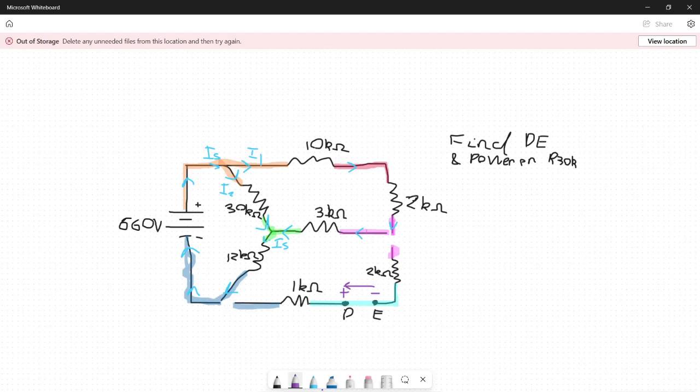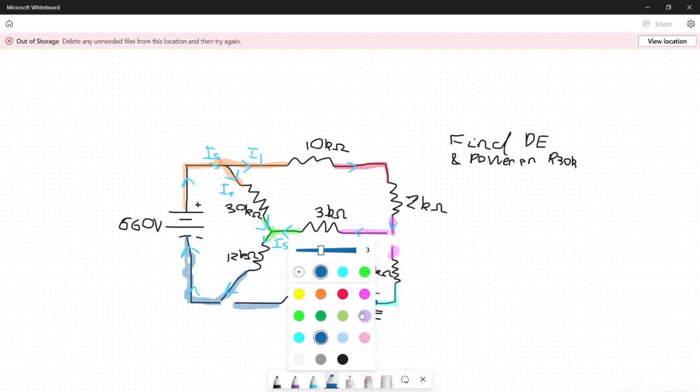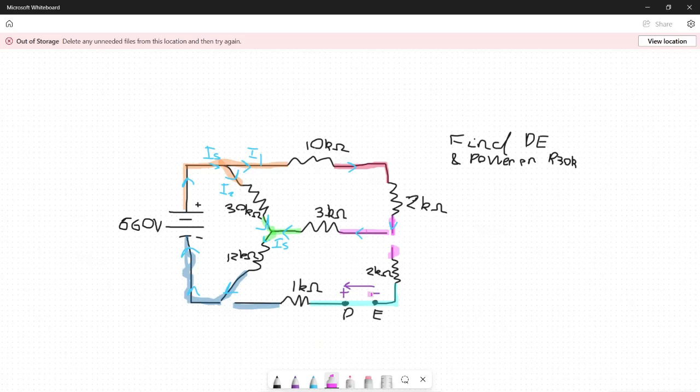So you notice that the potential at E is pink or purple. E is this purple node, while D has the same potential as this darker blue node. So if we can find the voltage at this node here and the voltage at this node, then we should be able to find VDE.